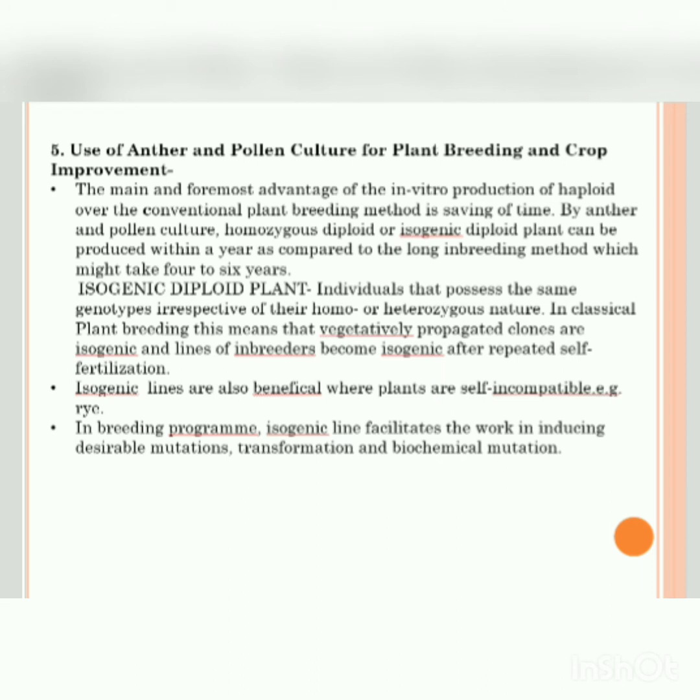Isogenic diploid plants are individuals that possess the same genotypes irrespective of their homo or heterozygous nature. In classical plant breeding, this means that vegetatively propagated clones are isogenic and lines of inbreeders become isogenic after repeated self-fertilization. Isogenic lines are also beneficial where plants are self-incompatible, for example, rye. In breeding programs, the isogenic line facilitates the work in inducing desirable mutations, transformation and biochemical mutation.